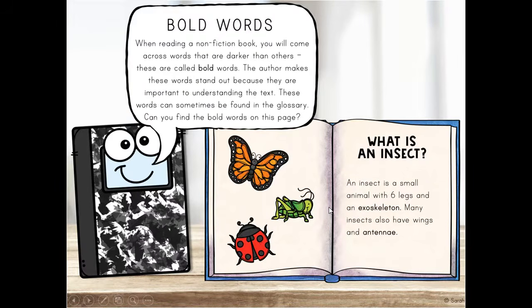Bold words. When reading a nonfiction book, you will come across words that are darker than others. These are called bold words. The author makes these words stand out because they are important to understand the text. These words can sometimes be found in the glossary. Can you find the bold words on this page? So we have our heading. What is an insect? Here are bold words: exoskeleton and antenna.